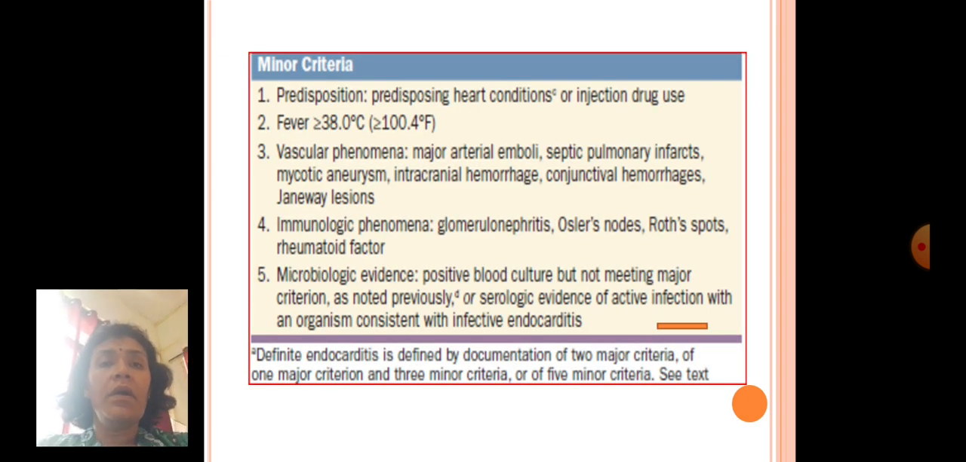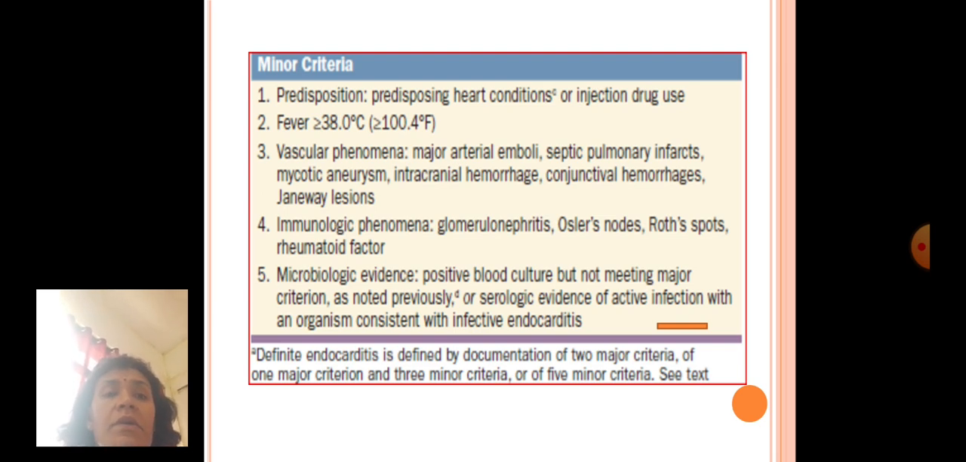Minor criteria are predisposing heart conditions, or history of IV drug use, fever more than 38 degrees centigrade, that is more than 100.4 degrees Fahrenheit, vascular phenomena like major arterial emboli or septic pulmonary infarcts, mycotic aneurysms or intracranial hemorrhage, conjunctival hemorrhage, or Janeway lesions. These are minor criteria. Then immunologic phenomena like glomerulonephritis, Osler's nodes, Roth spots or rheumatoid factor also come in the minor criteria.